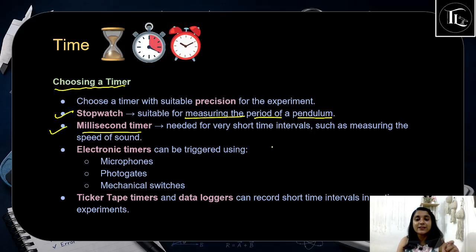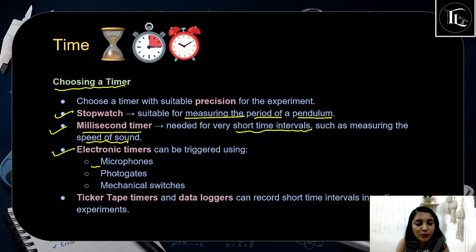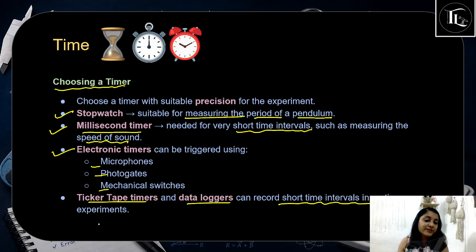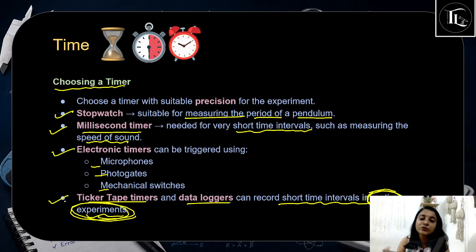Then we have millisecond timer. Millisecond means 10 raised to power minus 3. That means we are talking about very short time intervals here, right? Like measuring the speed of the sound. Then we have electronic timers, like microphones, photo gates, or mechanical switches. And we have ticker tape timers and data loggers. What for? Again, to record very short time intervals in motion experiments. Motion experiments is important. Sometimes they ask it and you can mention any one or two of them. I hope this is clear.